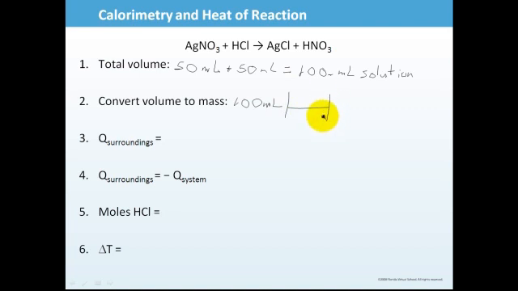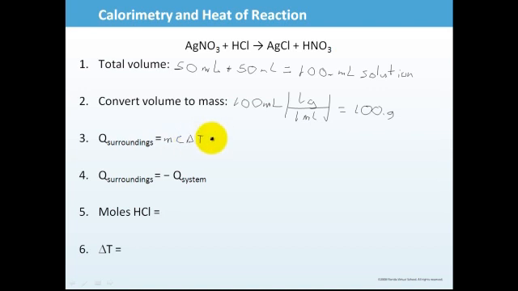And the density of water, again, is 1 gram per 1 milliliter. So of course it's a 1-to-1 ratio, so we have 100 grams. Now the reason we need grams is to solve for our Q. And remember, Q is mC delta T.